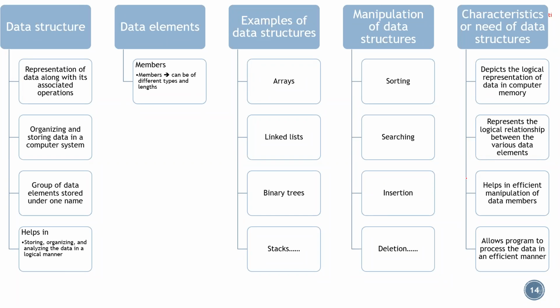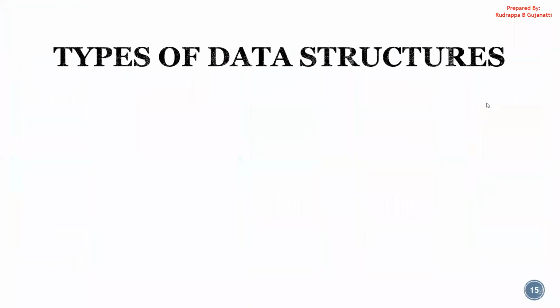So these are a few of the things which identify the characteristics of a data structure. These are just a few things to name. What is a data structure in general? What are the data elements? A few examples to name. Along with this, you have many other cases like queues. All these will also be included in the data structure. Then what manipulations you can perform on the data structure, and its characteristics.